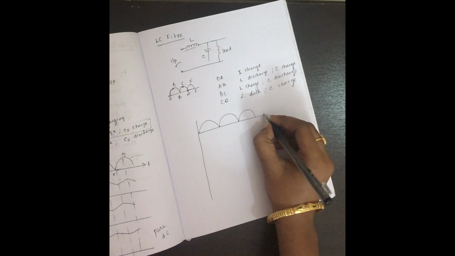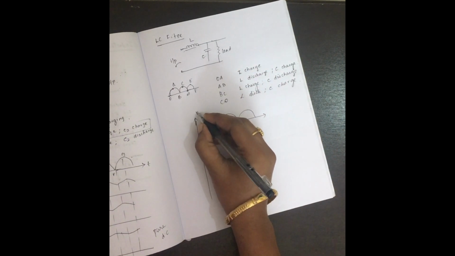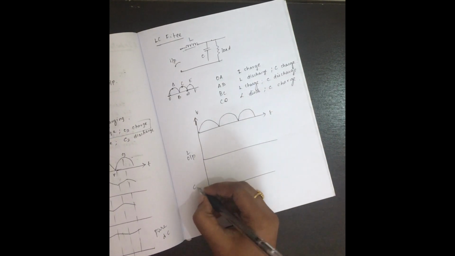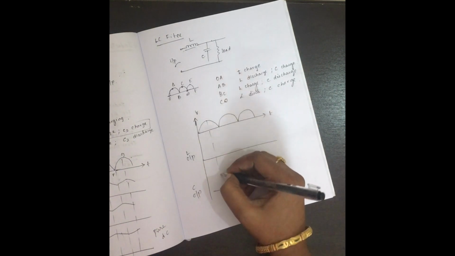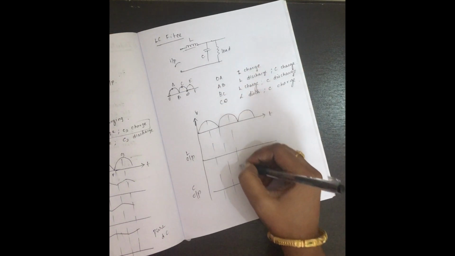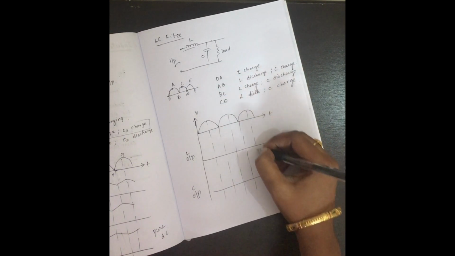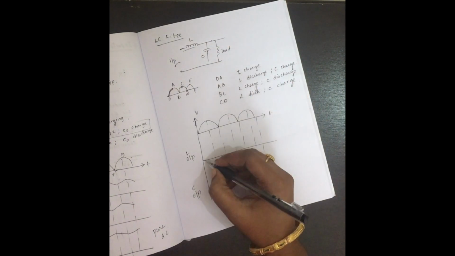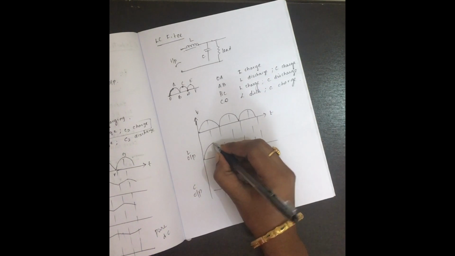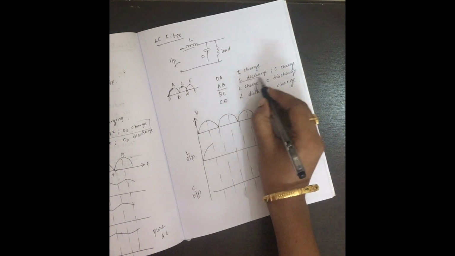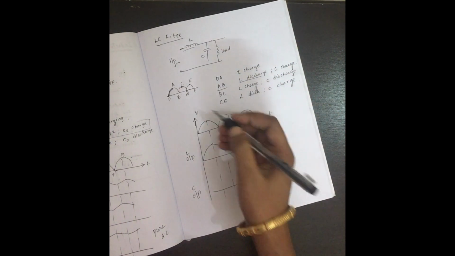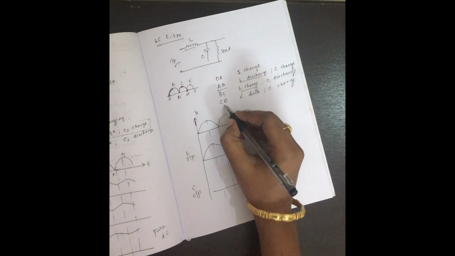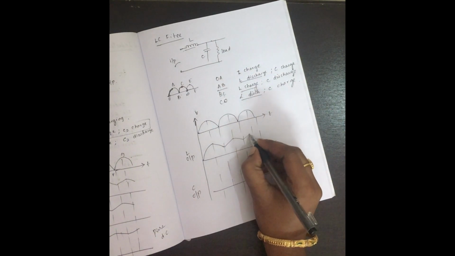This is the pulsated AC, voltage and time. This is the L output, inductor output, and this is the capacitor output, the dotted line. So for 0 to A, this inductor will start charging. For A to B, inductor will discharge. B to C, inductor will charge. For C to D, inductor will discharge. So this process will continue.